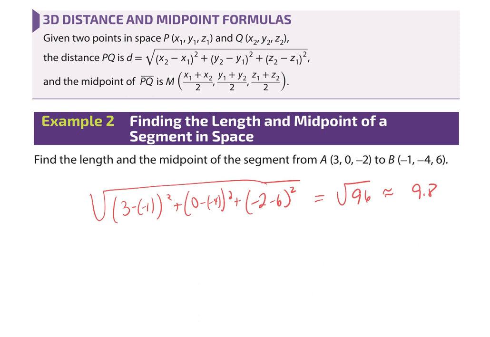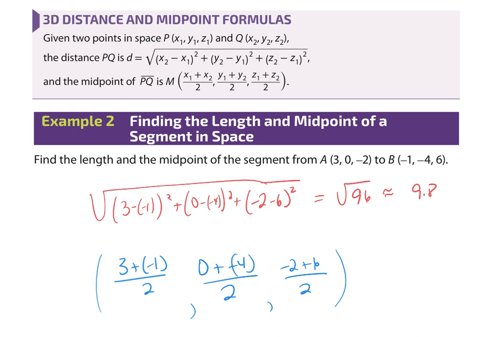Midpoint is also identical, except you have a third one. So you're going to add your x's, divide by 2. Add your y's and divide by 2. And then add your z's and divide by 2. And for a midpoint, it is an XYZ coordinate here. So you do need to list it in parentheses with your x, your y, and your z. So it's going to look like this.